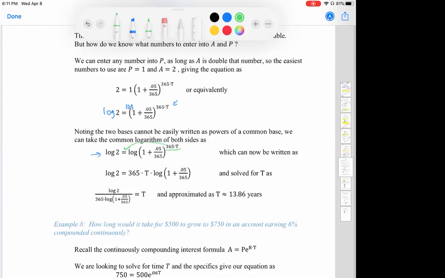So I have 365 times t times log of 1 plus 0.05 over 365. Okay, our goal is to get t by itself, and t is only here. Cool, so I just divide by 365 and log of 1 plus 0.05 over 365. And divide on both sides.